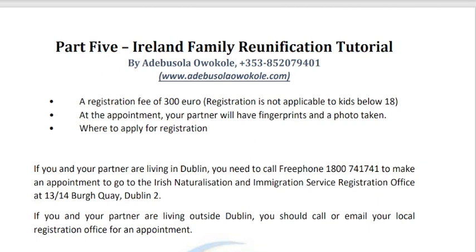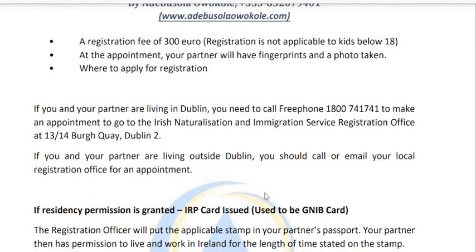And that is it. So if you're living in Dublin and you want to make an appointment, you can freephone the number on your screen, and the office you need to go to is the Irish Naturalisation and Immigration Service Registration Office. That is the address showing on your screen. But if you are outside Dublin, in other counties like County Cork or County Limerick, you can call or email your local registration office for an appointment. All details are available online.